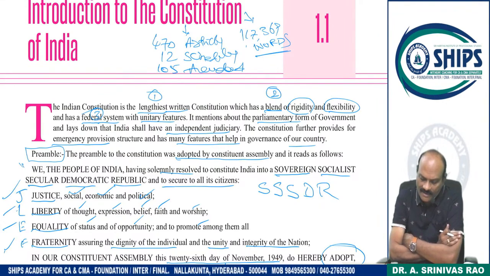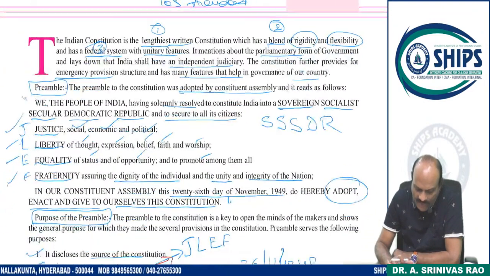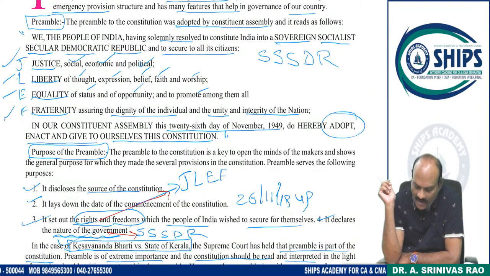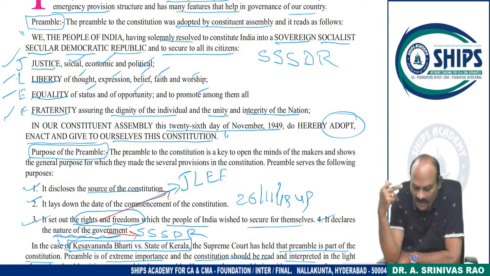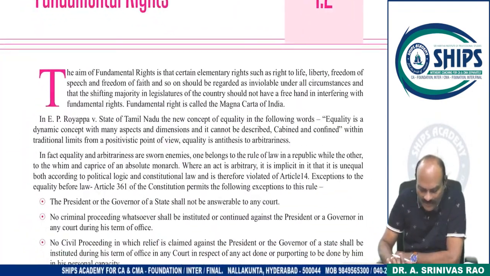And the preamble of India was adopted by the Constituent Assembly. That is the preamble. We the people of India, having solemnly resolved to constitute India into a sovereign, socialist, secular, democratic republic, and to secure all citizens justice, liberty, equality and fraternity in our country. And in our Constituent Assembly, this came into force on 26th November 1949, and do hereby adopt, enact, and give to ourselves, means we are accepting ourselves in this Constitution. Okay guys, chalo. This is about 1.1.